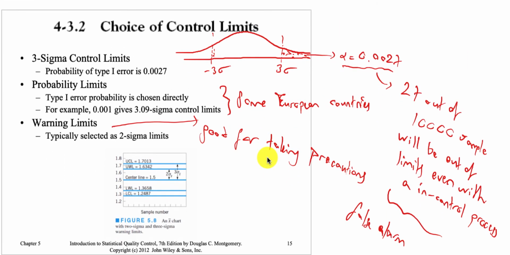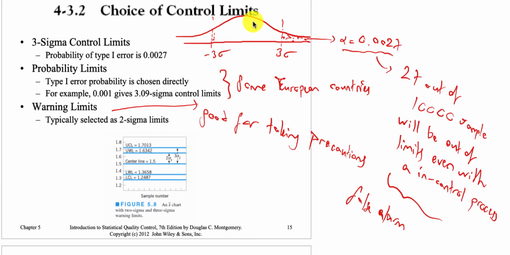So, choices of control limits. We had said that 3 sigma levels are common in industry, but in some European countries like the United Kingdom, they are using the probability limits. I'm not gonna get into the detail because it's not relevant for our case. They are using the probability level. This is the 3 sigma level, so we also have some probability levels like an alpha level here, right? And 0.001 is used in those countries, and it is equivalent to actually 3.09 sigma control limits.